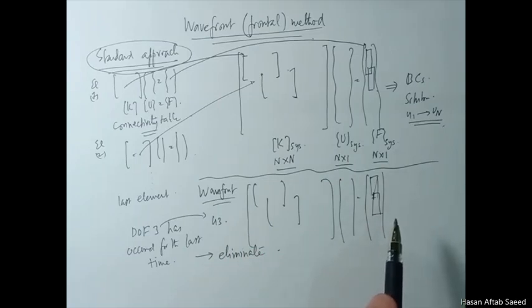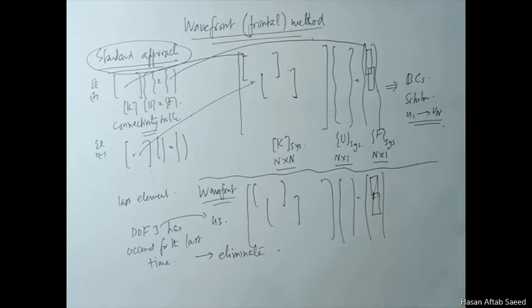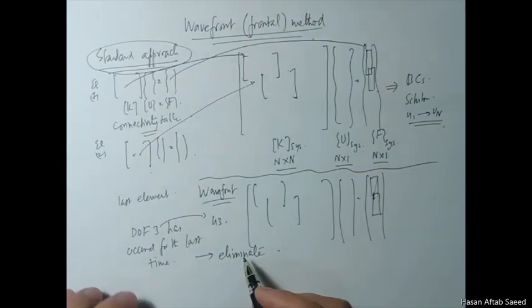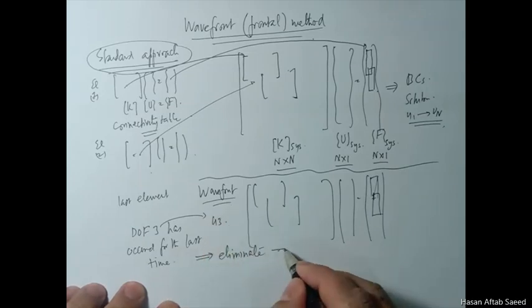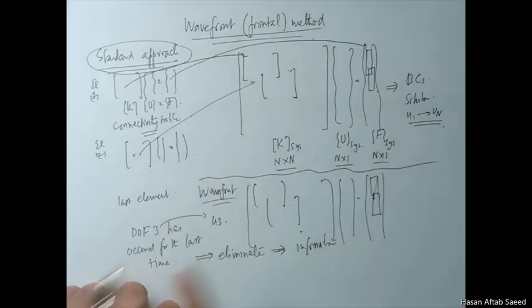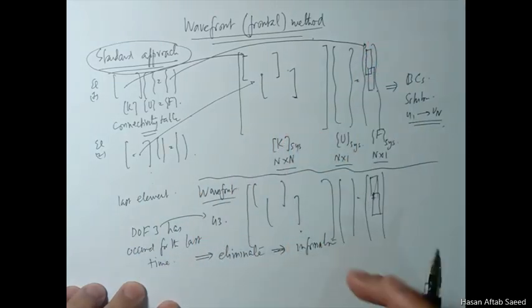That is the last degree of freedom. You will calculate that, and then you will come back, and by back substitution you will calculate all the degrees of freedom, because before eliminating u3, you would have written this information. You cannot just eliminate something from a system, because then you will lose information.